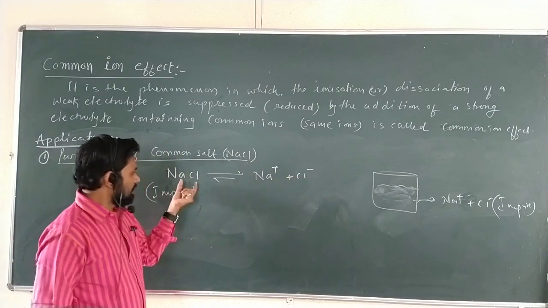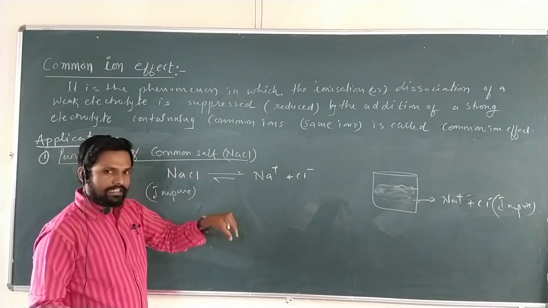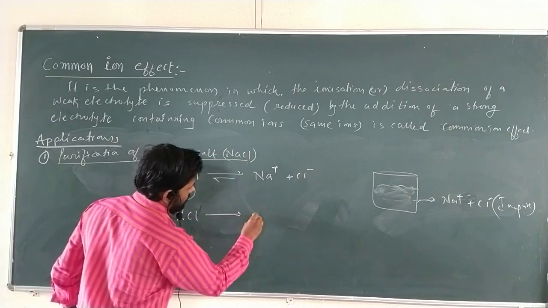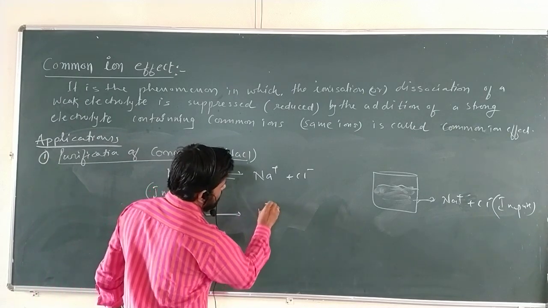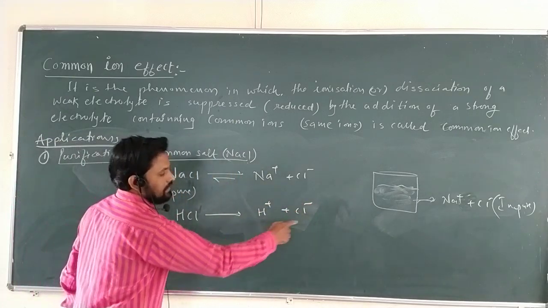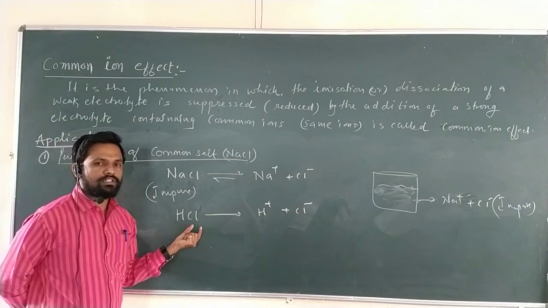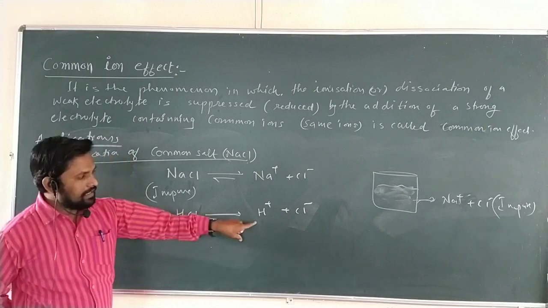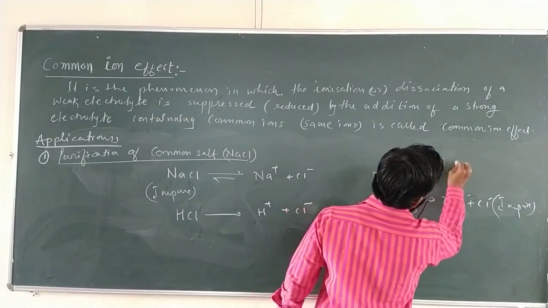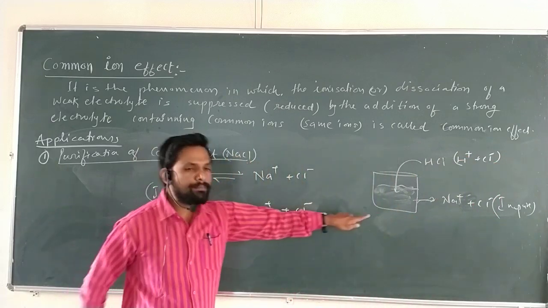What we have to do is decrease this ionization of NaCl. The ionization of NaCl is suppressed by the addition of one more strong electrolyte, for example HCl, which is a strong electrolyte. It forms H plus and Cl minus. It means pure HCl, pure hydrogen chloride gas, is passed into the solution of impure NaCl.